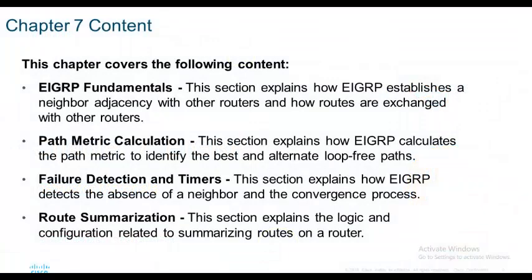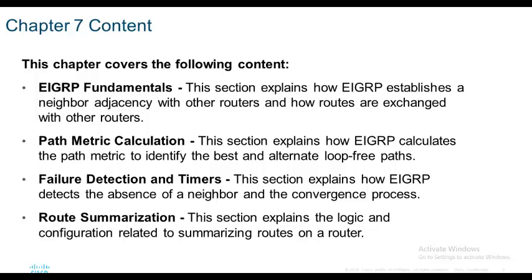So this chapter is going to teach us EIGRP fundamentals, how the path metric calculation is done, how the failure is detected, and also the timers, and then the route summarization. Right, in the fundamentals, we're going to see how two routers form neighbor. And then after forming neighbor, how they exchange the route updates among them.